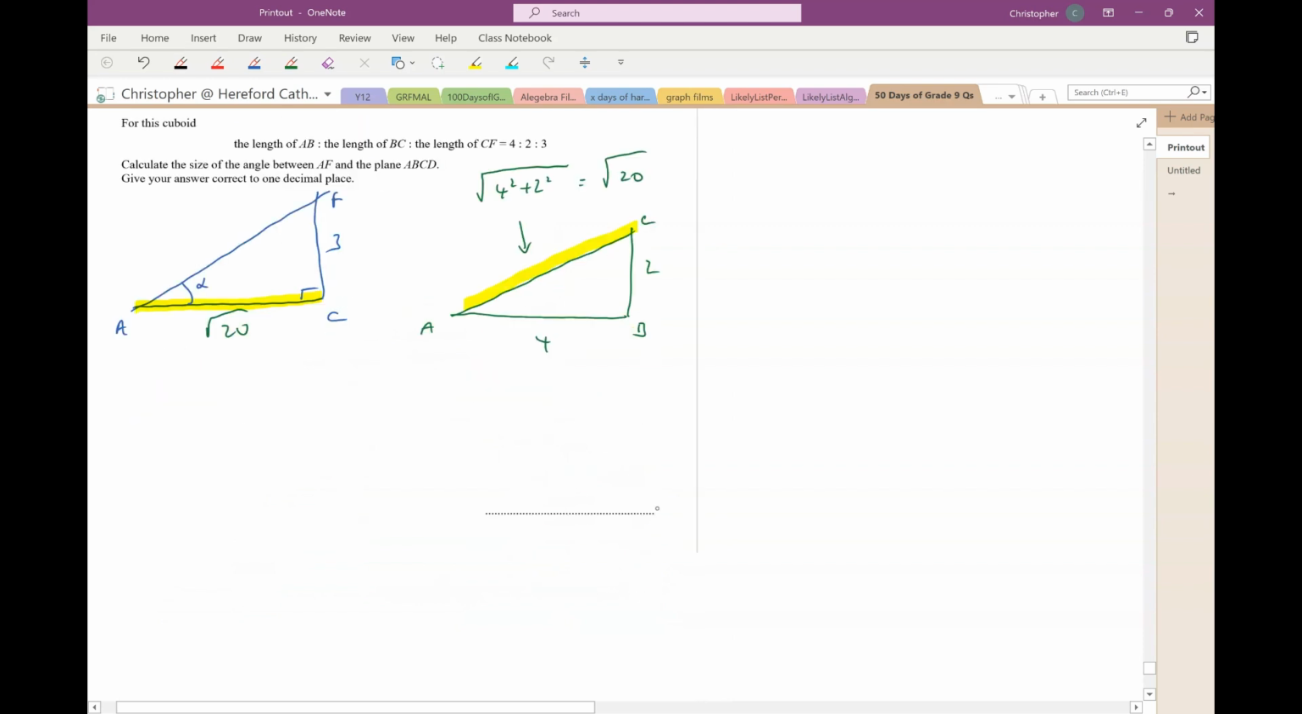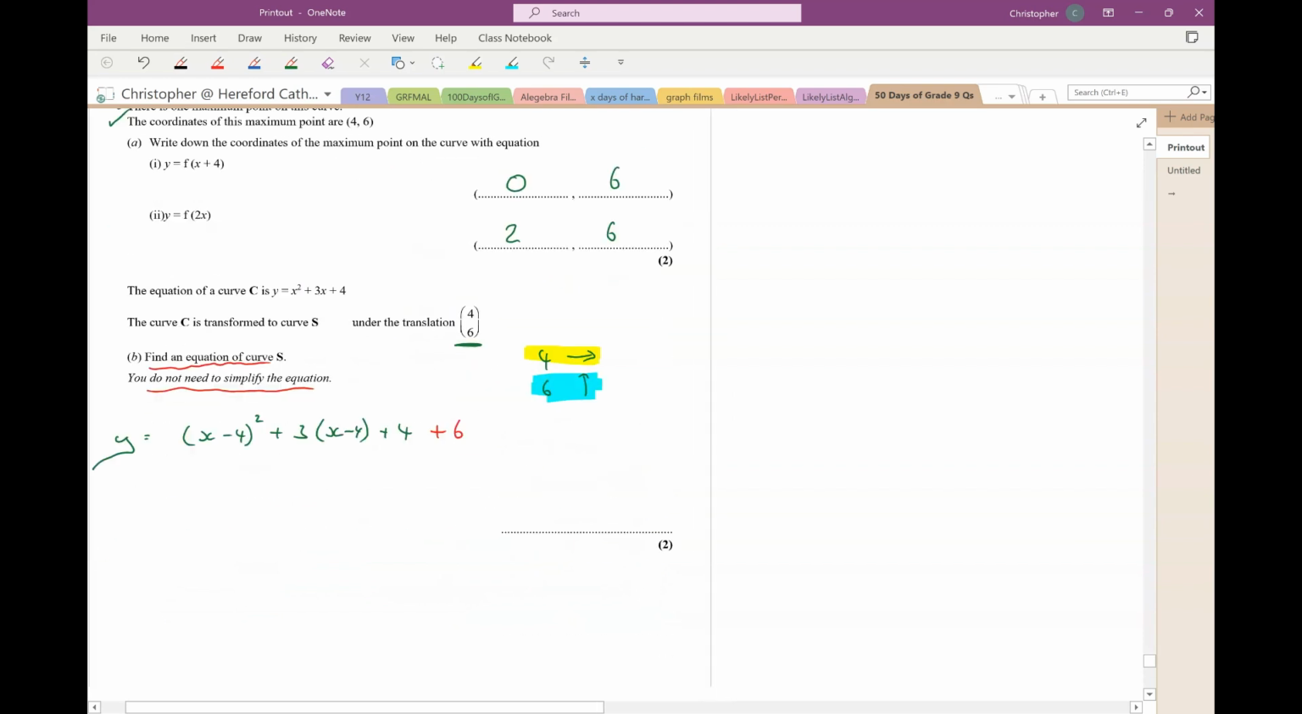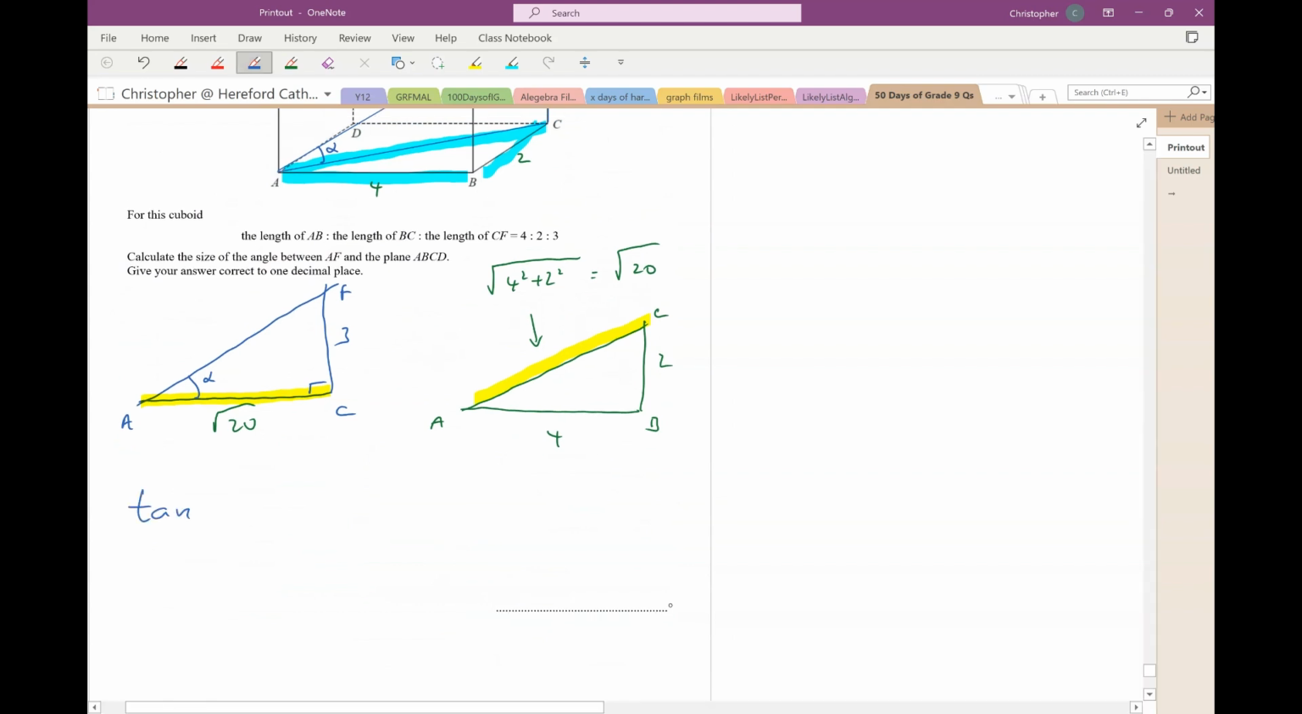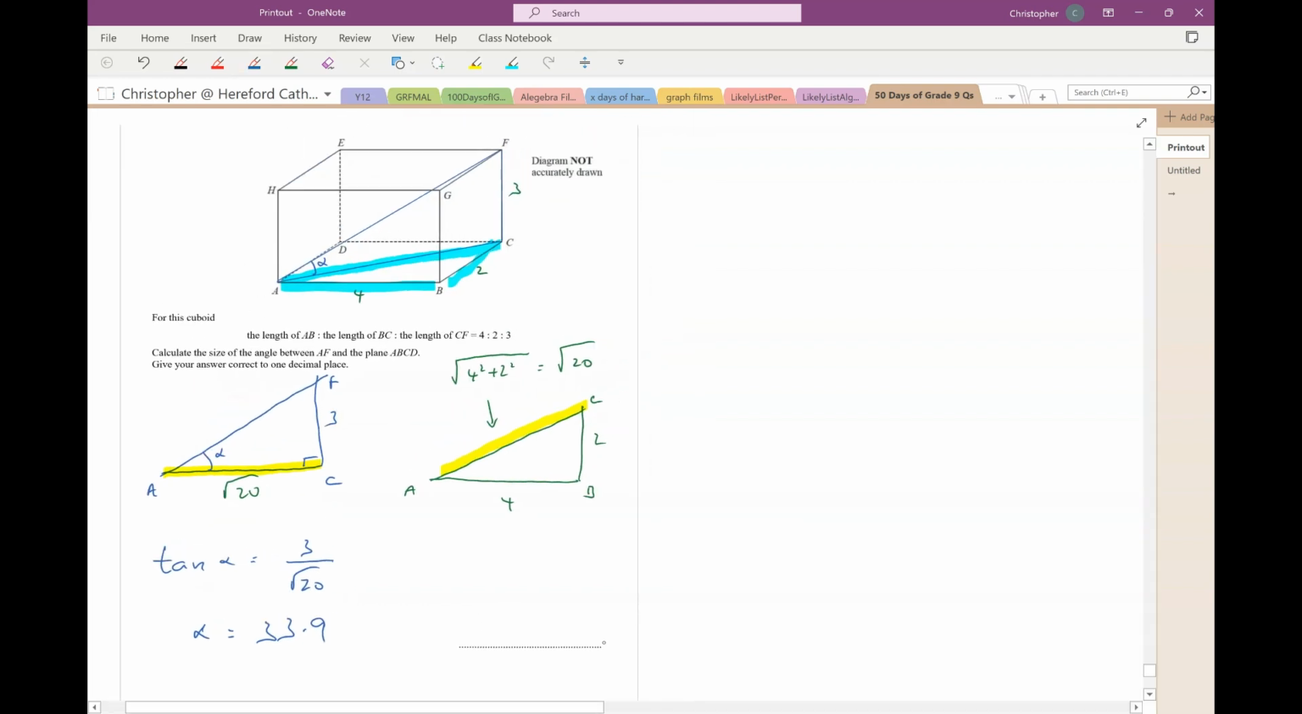So now I can use tan here. Tan of alpha is the opposite over the adjacent. So on my calculator, I simply have to do 3 divided by root 20, equals, shift tan, equals, and give my answer to 1 decimal place. 33.9 is what I get for question 49.